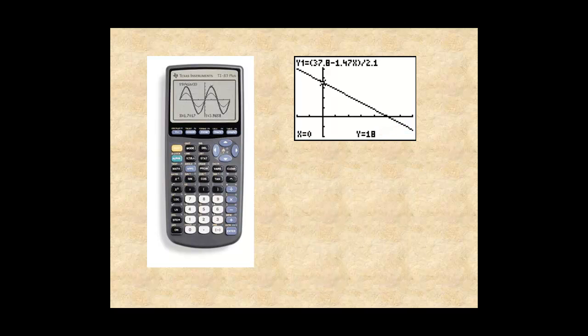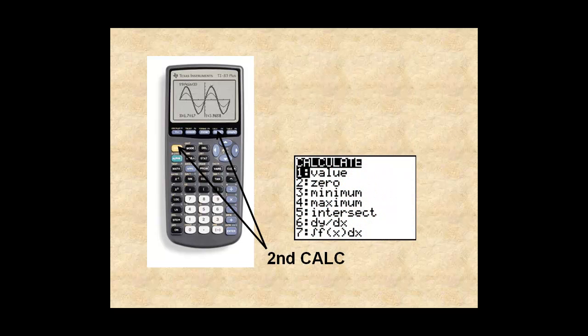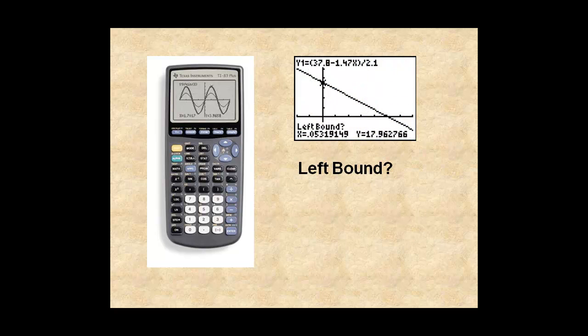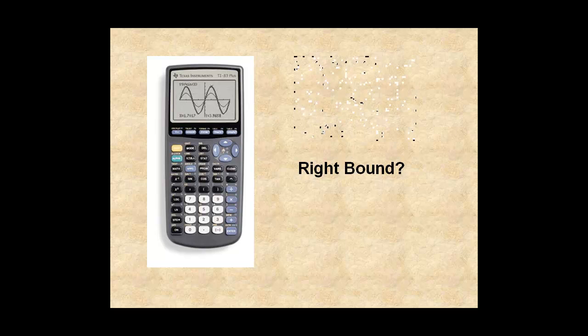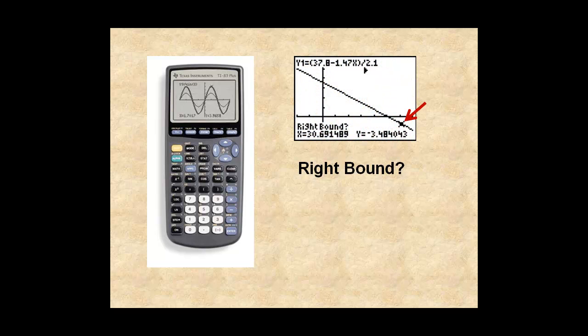To find the location of the x-intercept, press second Calculate again to show the Calculate menu. Use the down arrow key to select Zero, the second item on the menu, and press Enter. The graph is displayed with the prompt Left Bound. Use the right arrow key to move the cursor to the left of the x-intercept, and then press Enter. The graph is displayed with the prompt Right Bound. Use the right arrow key to move the cursor to the right of the x-intercept, and then press Enter.